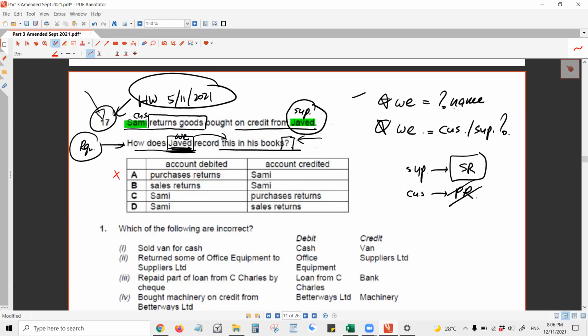Therefore, A is not the answer because I see purchase returns. C is not the answer because I see purchase returns. Therefore the answer is either B or D. The very obvious answer is B. If you refer to my notes, we should debit sales returns and credit Sami. It's quite straightforward after you have known who you are.